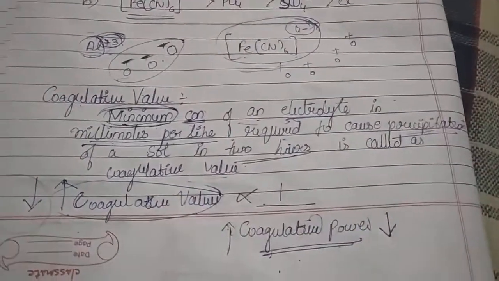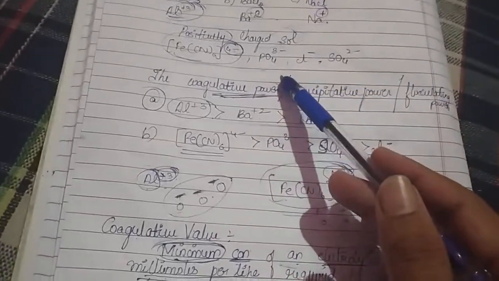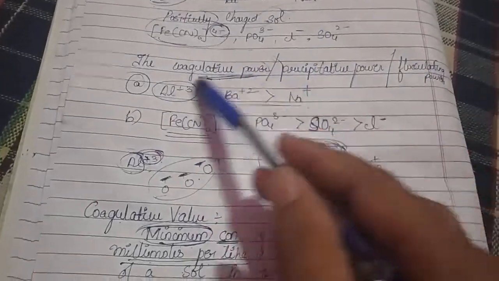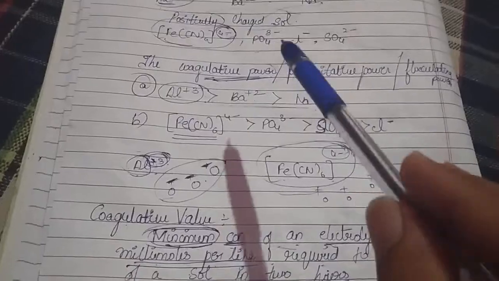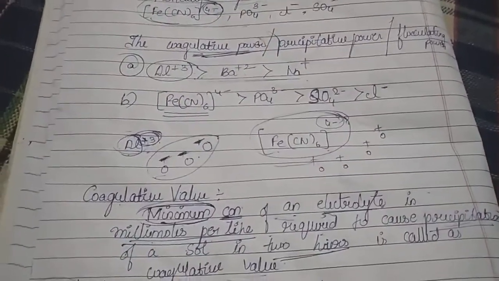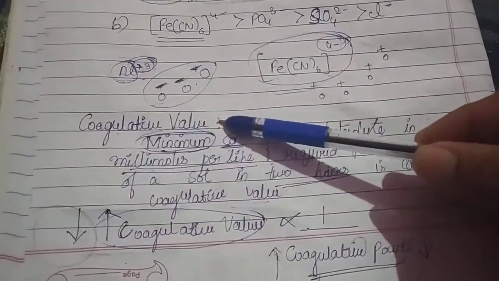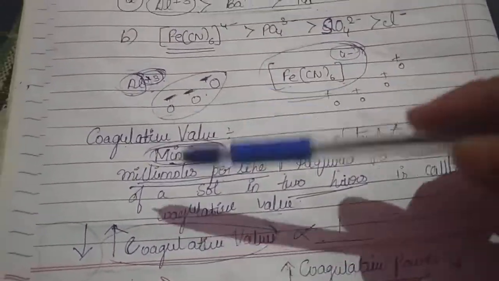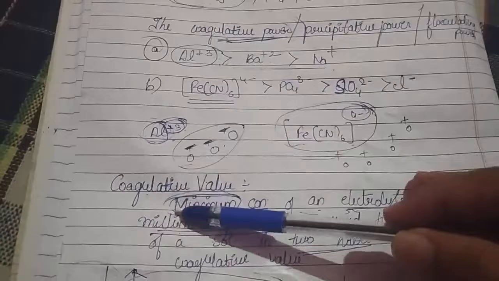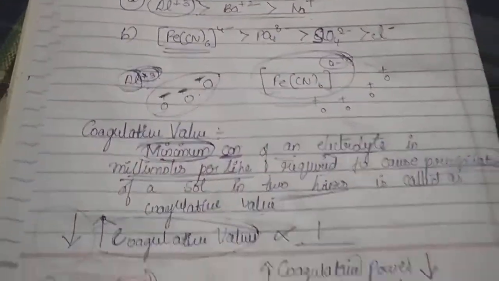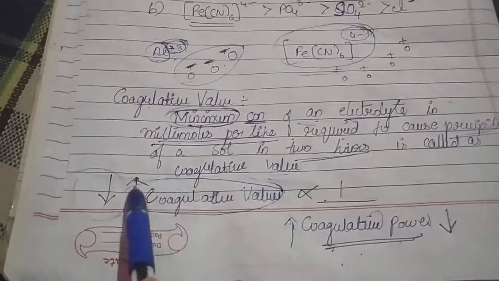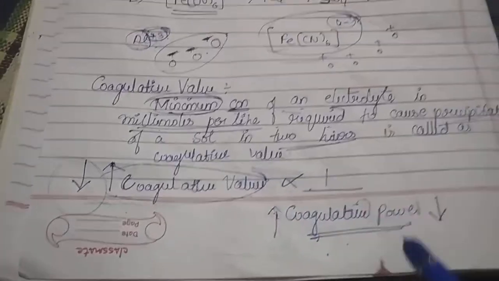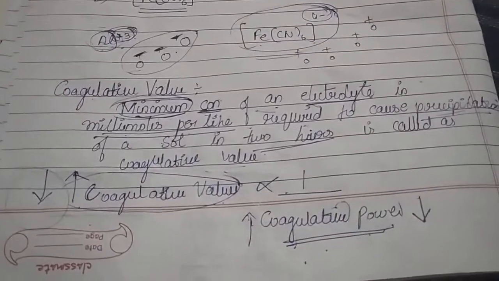It is called the coagulative value. But when we were looking at the Hardy-Schulze rule, we saw that the measurement we do with respect to the valence of the ions was with respect to the coagulative power, whereas what we actually measure is the coagulative value. So we need to relate these two, coagulative value and coagulative power. We saw that coagulative value is inversely proportional to coagulative power.